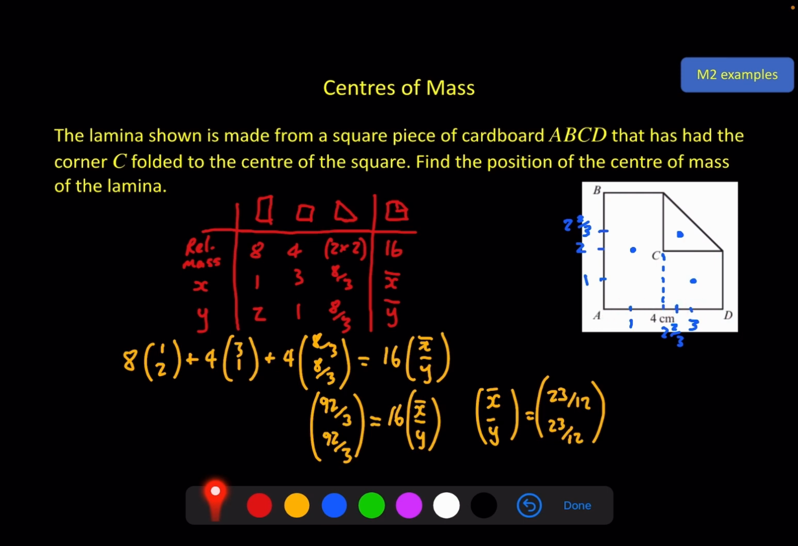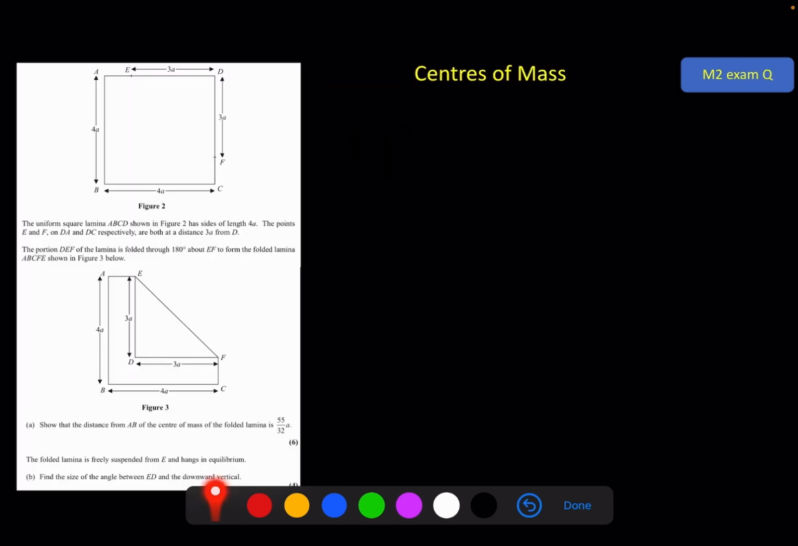To finish off this video and this chapter, we'll have a final exam question based around this idea here. So it's very similar. You can see already we've got the square and it's folded over. It's not folded into the center this time though, and we need to show that the distance from AB of the center of mass of the folded lamina is 55 over 32a. So we're doing something very, very similar.